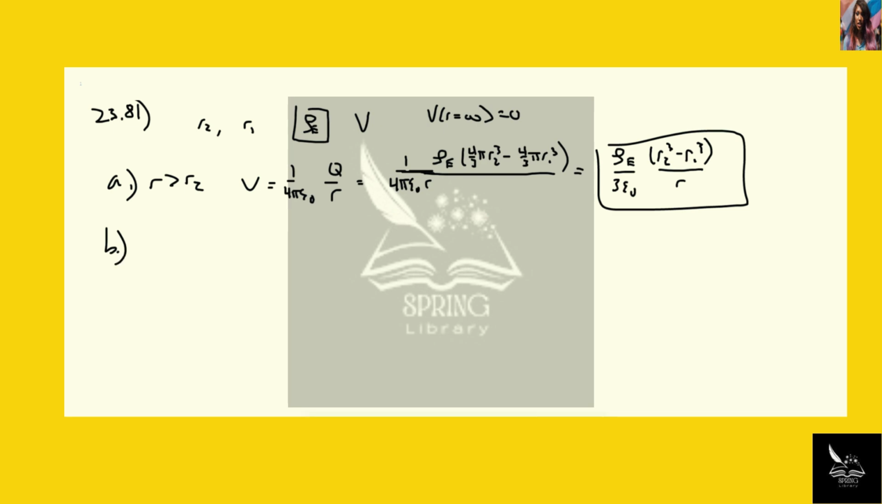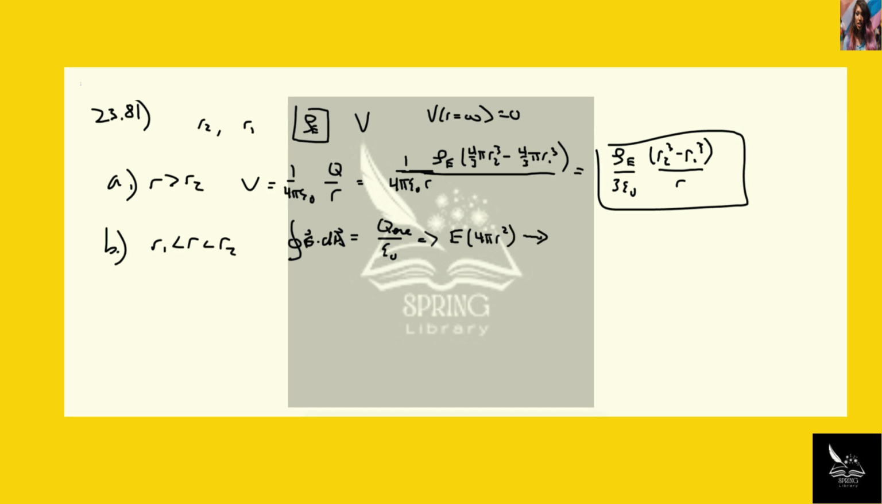Moving on to part B, it asks now for R1 less than R less than R2. So for this, we need to use Gauss's law, where we have the surface integral of E dot dA. And if we draw a Gaussian surface inside the shell, then this equals the charge enclosed over epsilon naught. And we know this is given by, since the spherical symmetry of our problem, E times the surface area of a sphere, which is 4 pi r squared.